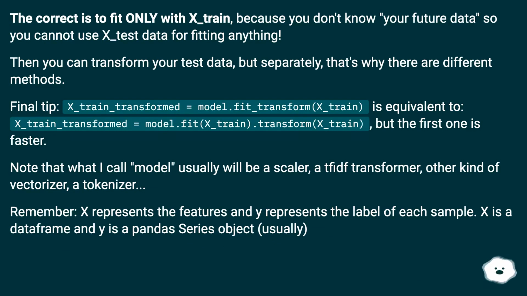Final tip: X_train_transformed = model.fit_transform(X_train) is equivalent to X_train_transformed = model.fit(X_train).transform(X_train), but the first one is faster. Note that what I call model usually will be a scaler, a transformer, another kind of vectorizer, or a tokenizer. Remember, X represents the features and Y represents the label of each sample. X is a data frame and Y is a pandas series object, usually.